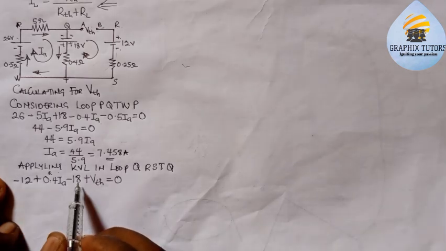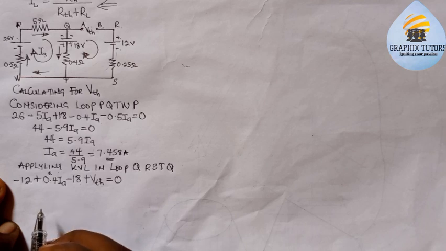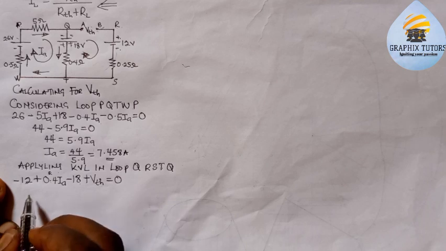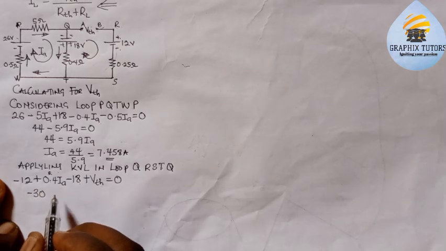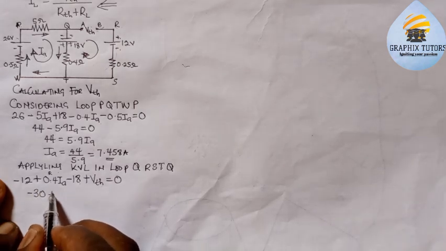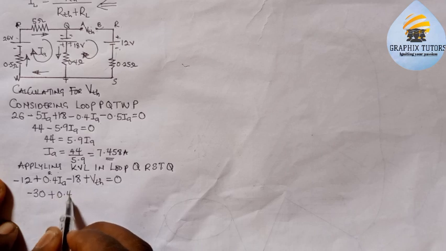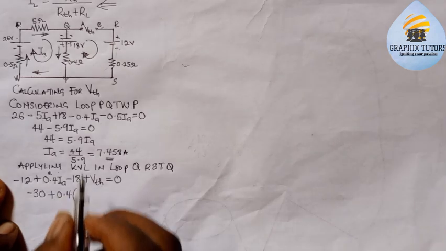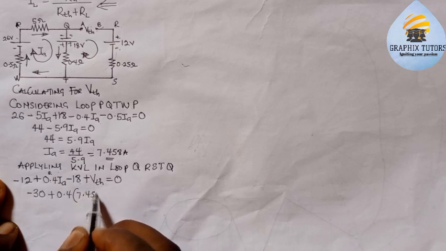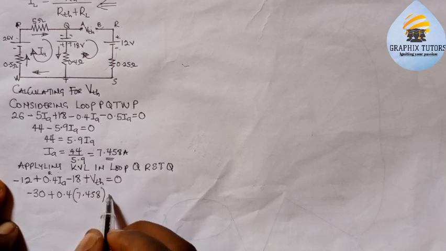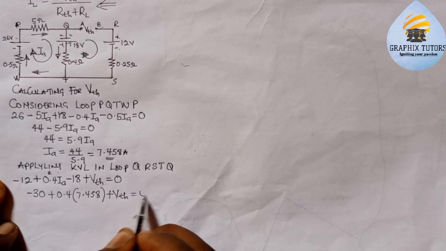So if we do that, minus 12 minus 18 is going to give us minus 30. Then 0.4 multiplied by IA. What is my IA? Which is 7.458. Right? That will now be equal to plus VTH, equals 0.